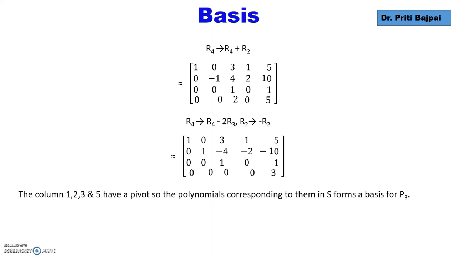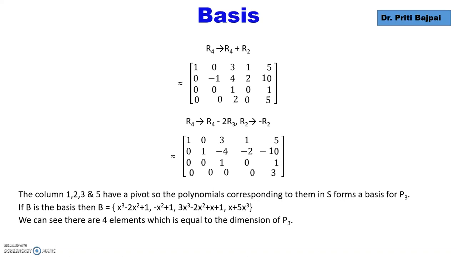So now, what will be in the basis? The basis B will then have those polynomials which corresponded to the columns with pivot. The first column had a pivot, so we took the first polynomial. The second column had a pivot, so we took the second polynomial. The third column had a pivot, so we took the third polynomial. And the fifth column had a pivot, so we took the fifth polynomial. And these polynomials will now form a basis for the span of S, not for P3. So, this is how we form the basis. Thank you.